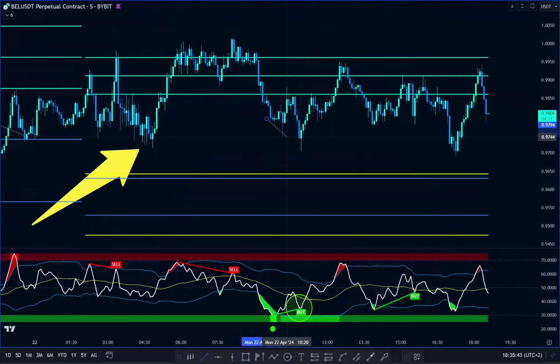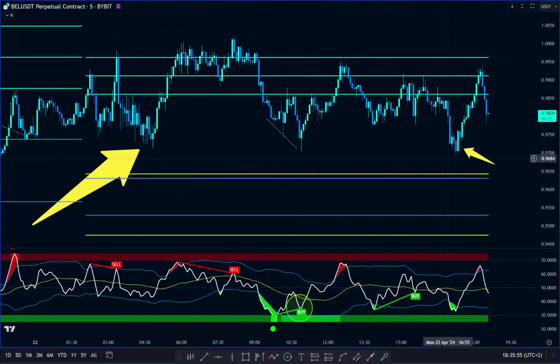Divergences are really great ways, and then over here we've got another, wait, oh no, this is a continuation. But then you can just look at the candles, these reversal candles. This is an engulfing candle over here. So you just got to really zoom in.